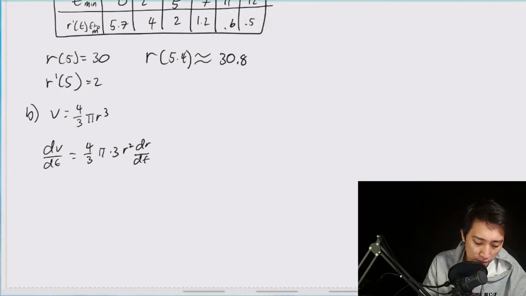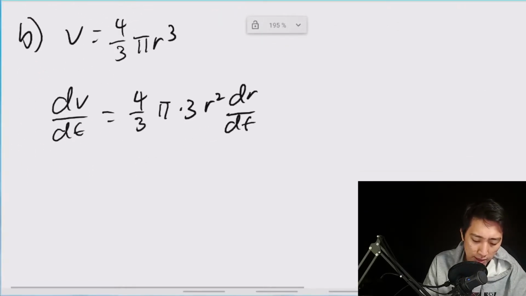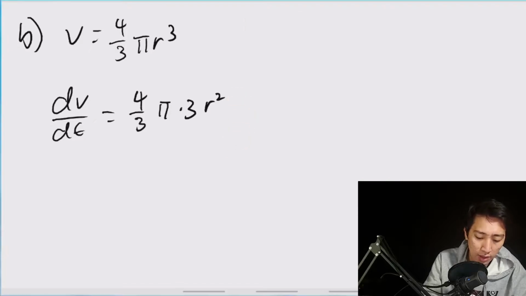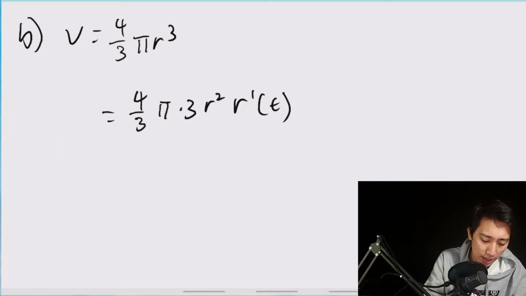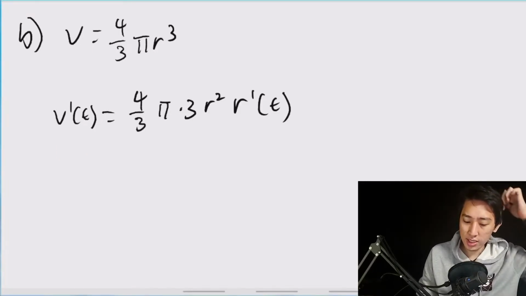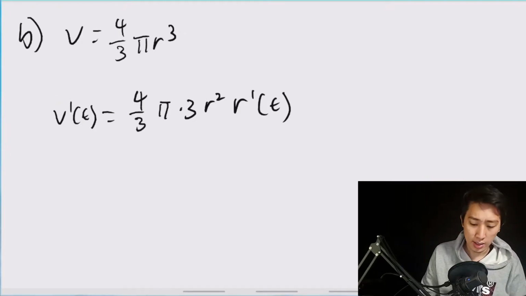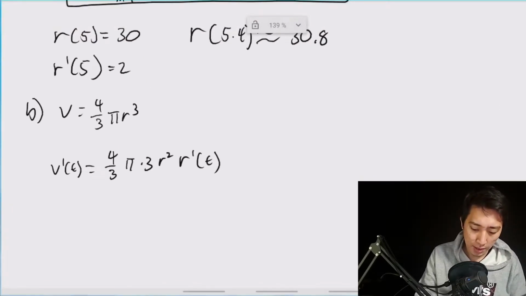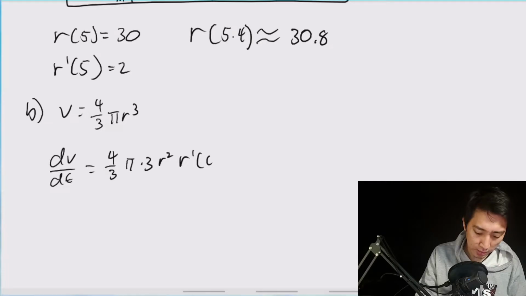And if you wanted to write this outside of our function, you could have written r prime of t as well, and then V prime of t. So if you wanted to keep it in function notation, you could do it this way as well. But again, it's totally up to you how you want to do it. I'm going to leave it like this because it's a little more familiar to you guys.